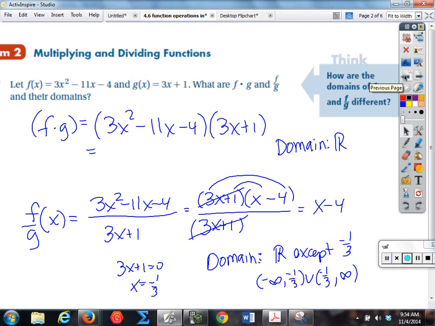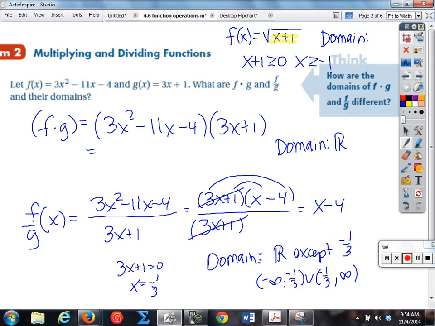If I had a function like that, and I want to know the domain of this function right here, you have to have x plus 1 be positive. You can't take the square root of a negative or you get imaginary. So the best thing that I like to do is just look under here and say, okay, x plus 1 has to be greater than 0. So x has to be greater than negative 1. So you have from negative 1 to infinity.